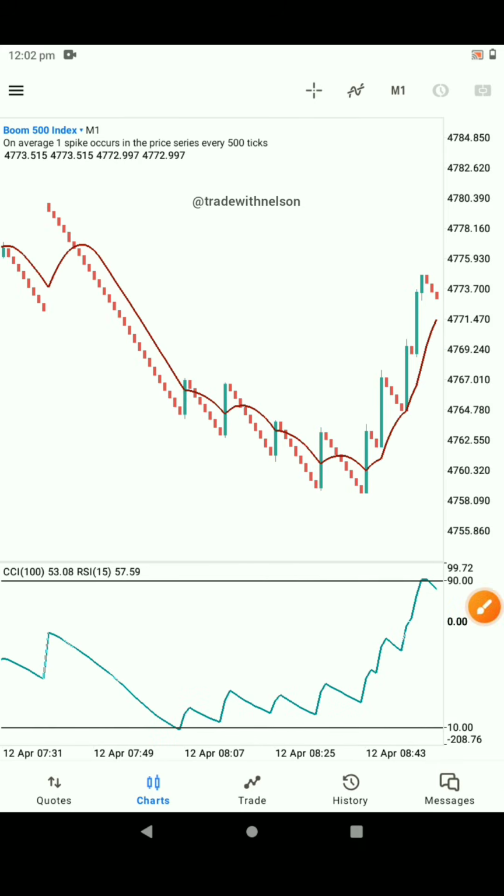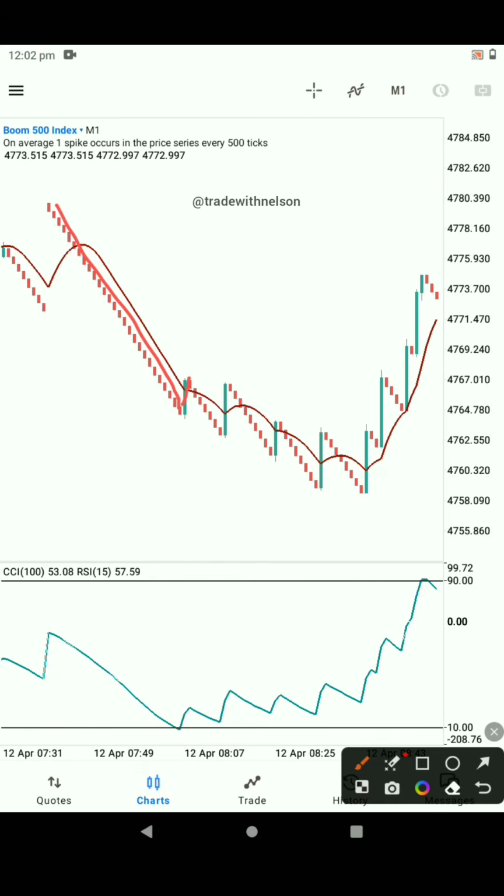But before we buy, if you look over here, this is where we apply our market structure. Low, high, low, high. You see that this high is below this high. Another low, another high below this high, another low, another high below this high, another low, another high below this high.